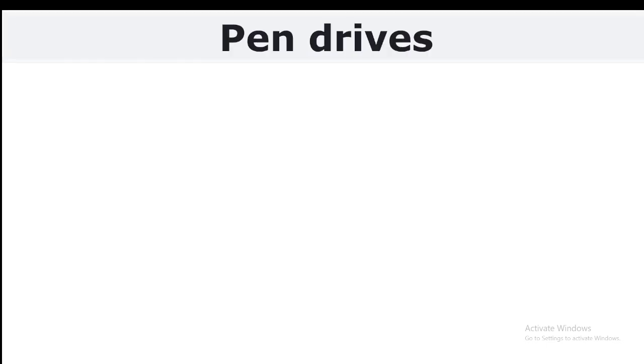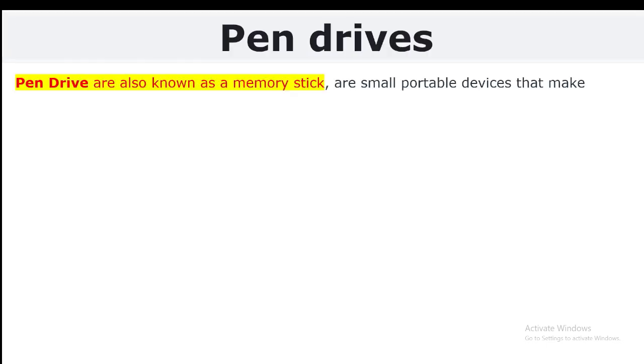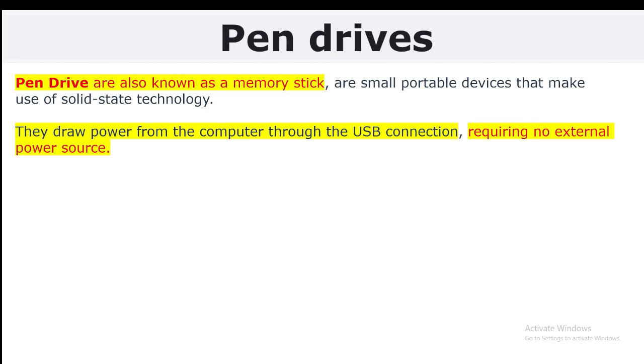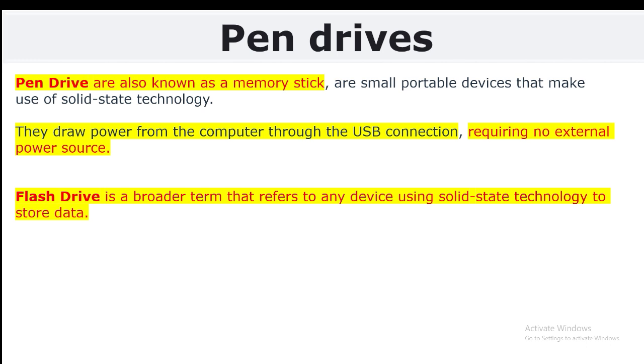Then we now move to pen drives. Pen drives are also known as memory sticks, and they are small portable devices that make use of solid state technology, right? And these pen drives draw their power when they are connected to the computer. So they get their power from the USB ports they are connected to, and so they do not require any external power. Now, flash drive is a broader term that is mostly used to refer to solid state technologies such as pen drives.